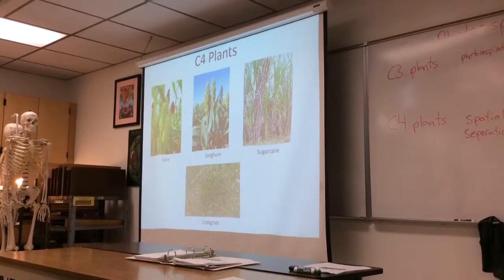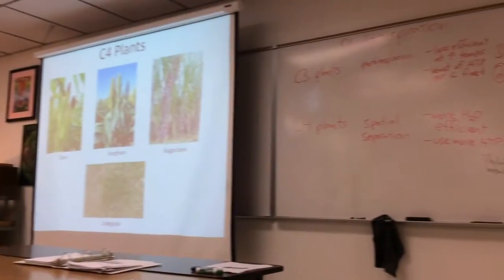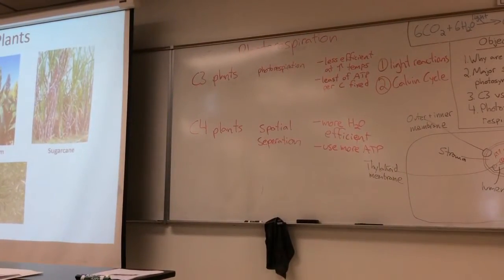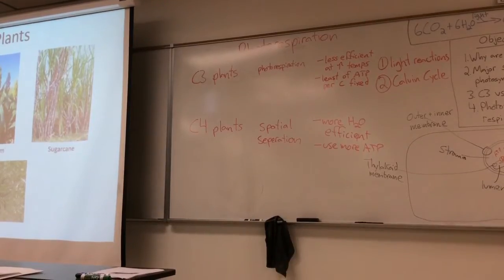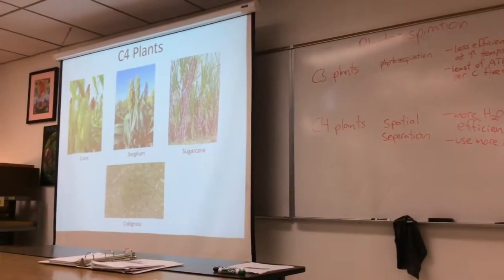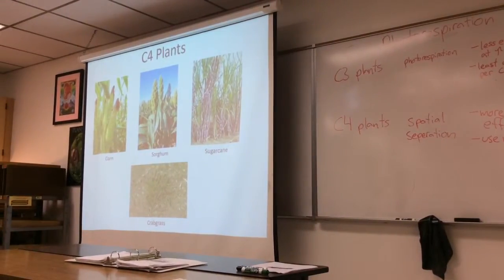Right. Okay. And this is spatial separation? Yeah. So this is going to be to contrast it with the next one, which is CAM. By spatial separation, I mean we are separating that rubisco enzyme from oxygen spatially. So we're fixing carbon in another cell, and then we're moving it over as an acid into that special sealed cell where oxygen can't get at the rubisco.